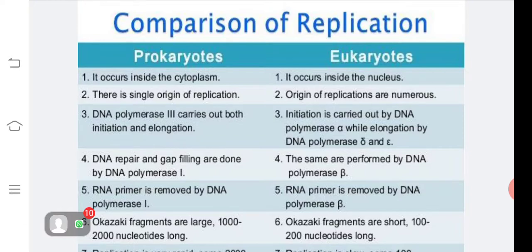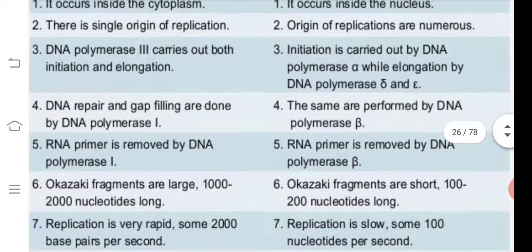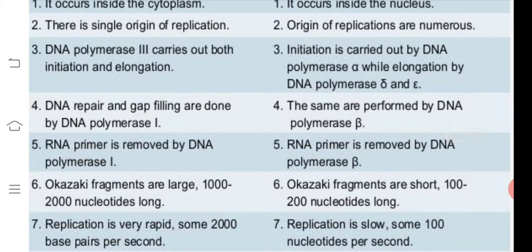So only one place is there for the start of replication, but in the case of eukaryotes, there are numerous places from where the replication could start. DNA polymerase III carries out both initiation and elongation. Initiation is to start, elongation is to proceed.